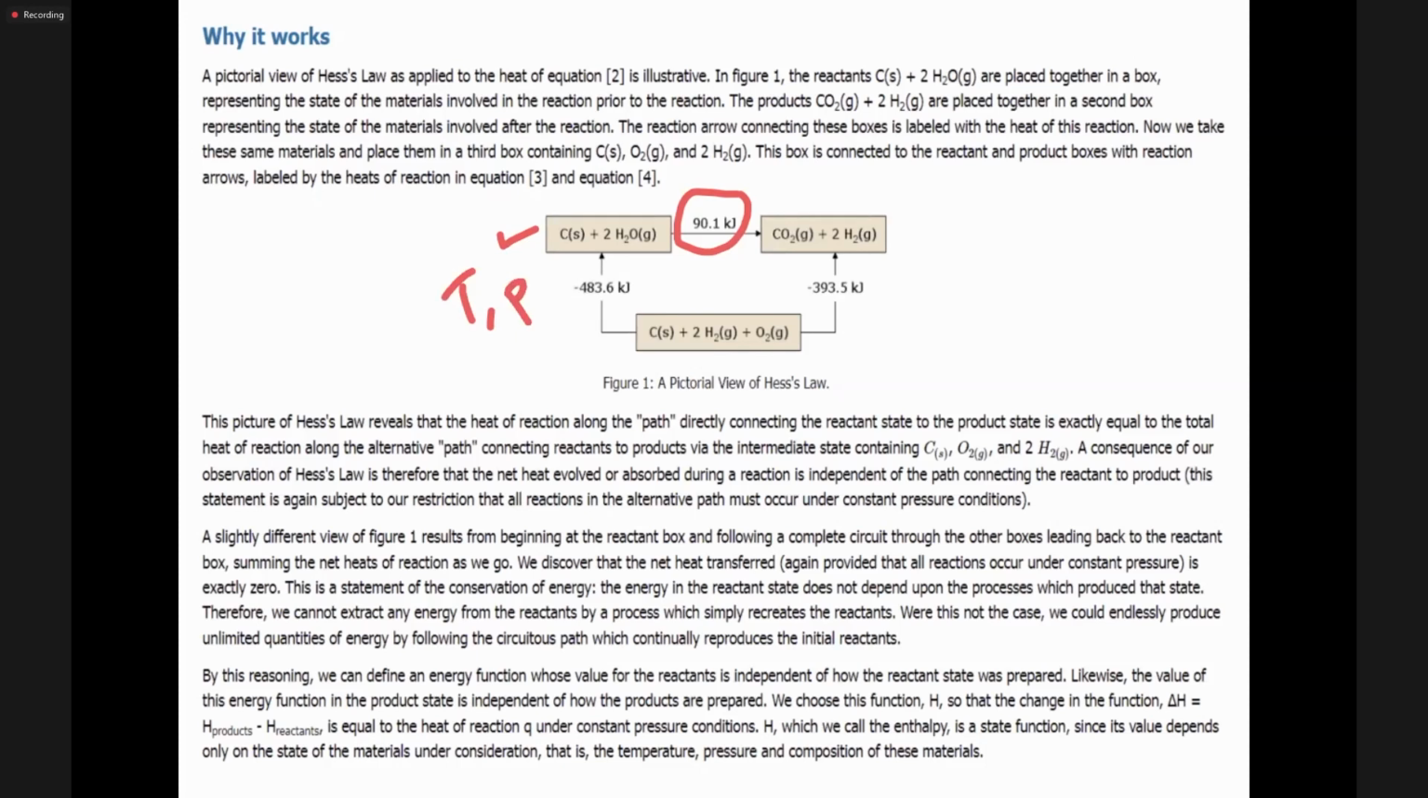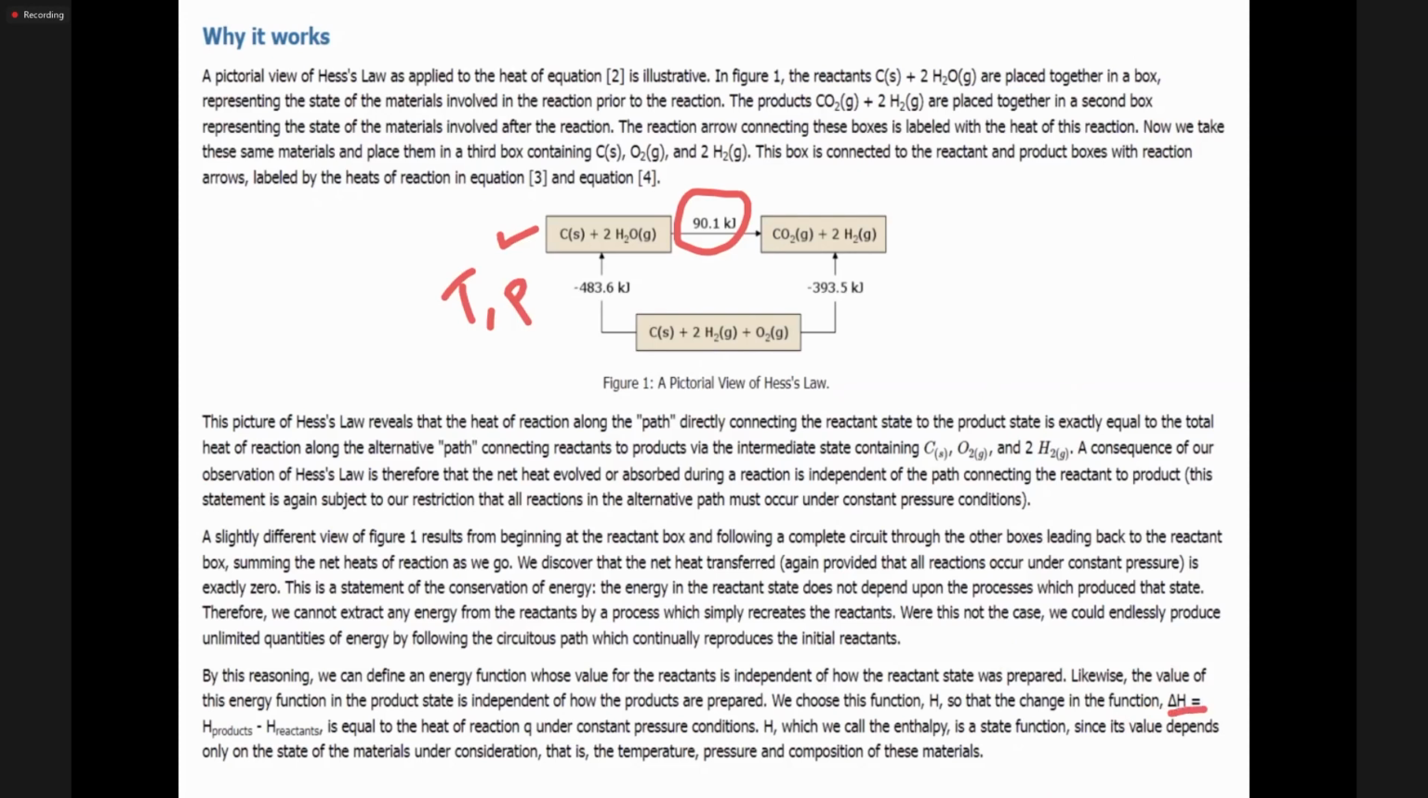With this reasoning, we can define an energy function whose value for the reactants is not dependent on how the reactant state is achieved or prepared. Likewise, the value of this energy function for the product state is independent of how the products are prepared. In this case, we choose this function to be capital H, that is enthalpy.